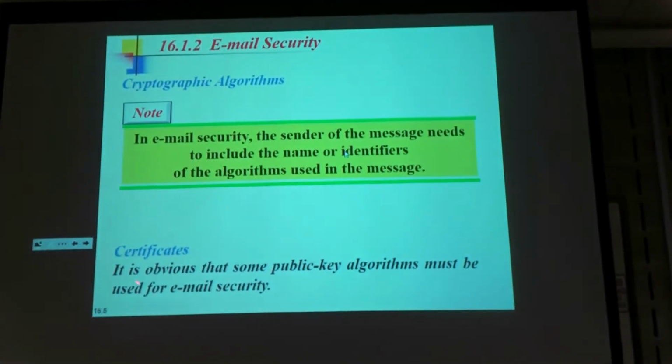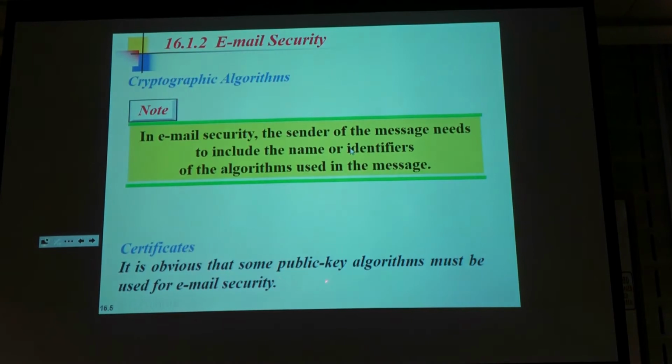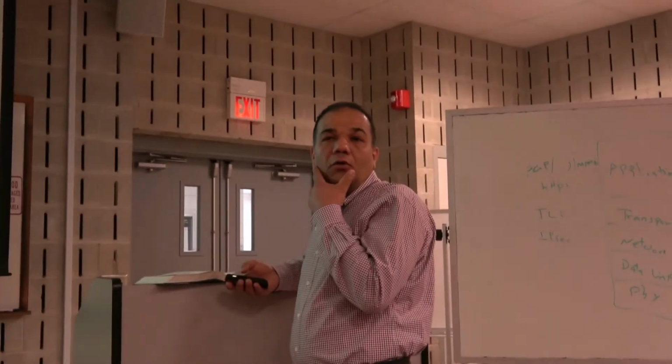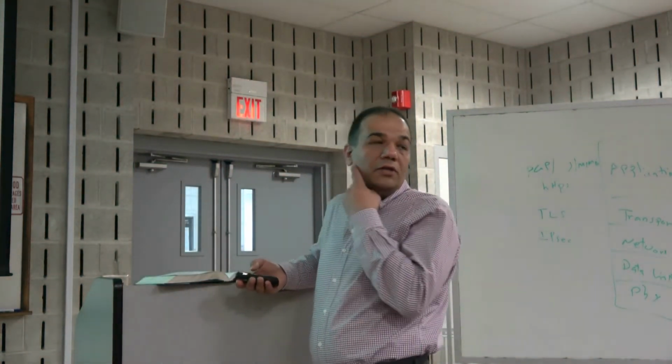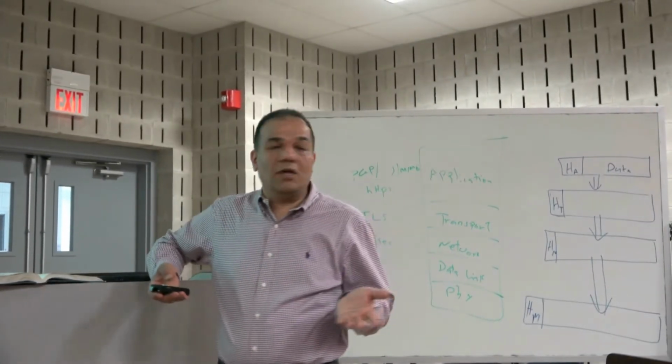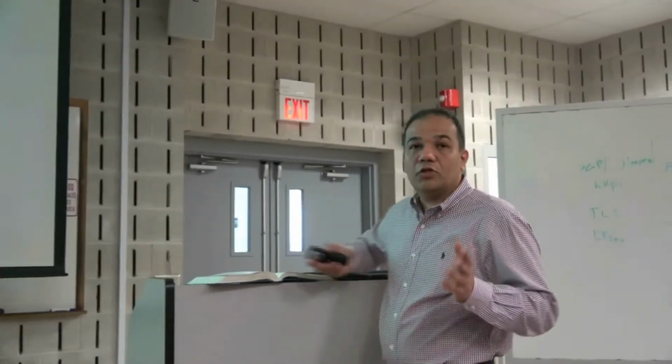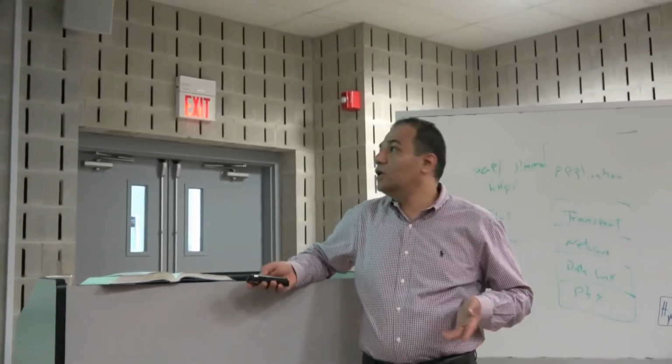You could use certificates, so it is obvious that some public key algorithms must be used for email security. Because you're going to encrypt, for example, with the public key of the recipient, and then the recipient will read it with its private key. Because there are two people, we could use a public key.